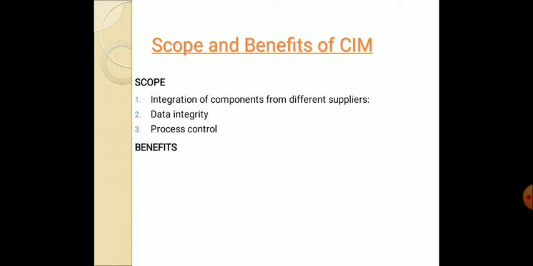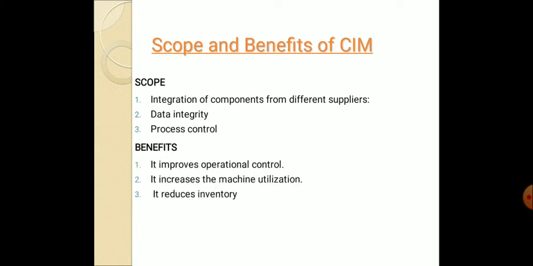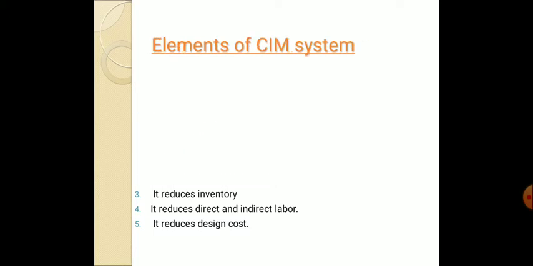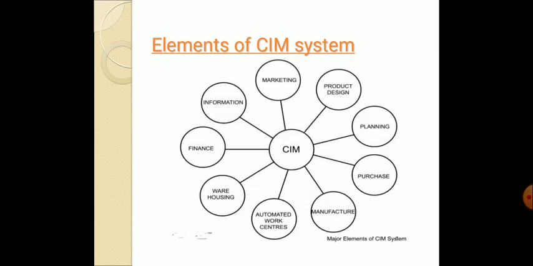Next one is the benefits of CIM. It improves operational control, increases machine utilization, reduces inventory, reduces direct and indirect labor, and reduces design cost. Next are the elements of a CIM system. This is the diagram related to the elements of the CIM system. It has marketing, product design, planning, purchase, manufacture, automated work centers, warehousing, finance and information. So all these systems are related to CIM. Let us study one by one.